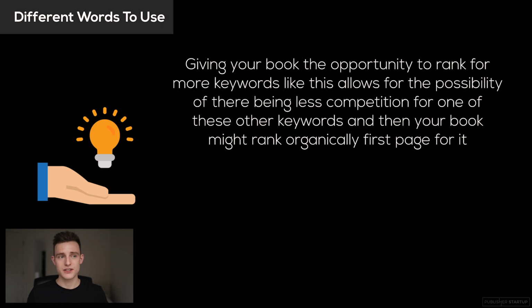Trust me, if you look that up in the Amazon search bar, "for beginners" is basically a tail end that shows up for any keyword on Amazon. On top of that, you can use different words, like different adjectives to describe your book. Giving your book the opportunity to rank for more keywords like this allows for the possibility of there being less competition. So again, when we're adding those tail ends on there, the keyword "keto diet for beginners" might have a lot less competition than "keto diet."